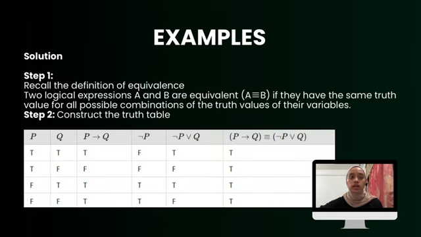If you remember, the definition of equivalence is that two logical expressions A and B are equivalent if they have the same truth value for all possible combinations of the truth values of their variables. So what we can do from here is construct a truth table to determine the truth value of both expressions. From there, we can conclude that P implies Q is equivalent to not P or Q, because when we construct the truth table, all the results have the same truth value, which is that they are all true.